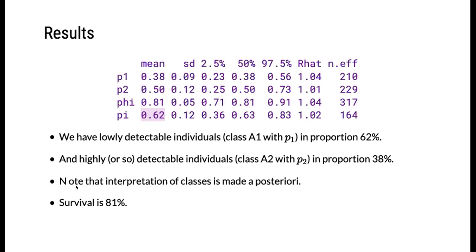An important note is that this interpretation of the classes is made a posteriori. Given the results I get, I say, oh, we have lowly detectable versus highly detectable individuals. It might be that class one corresponds to non-dominant individuals and class two to dominant individuals, from what we know from the field and the sampling protocol. The model won't tell you what the classes correspond to ecologically speaking. It's up to you to make the interpretation. It's a mixture model. And survival is 81% here, and we don't make any distinction between the classes, so survival is the same for class one and class two.